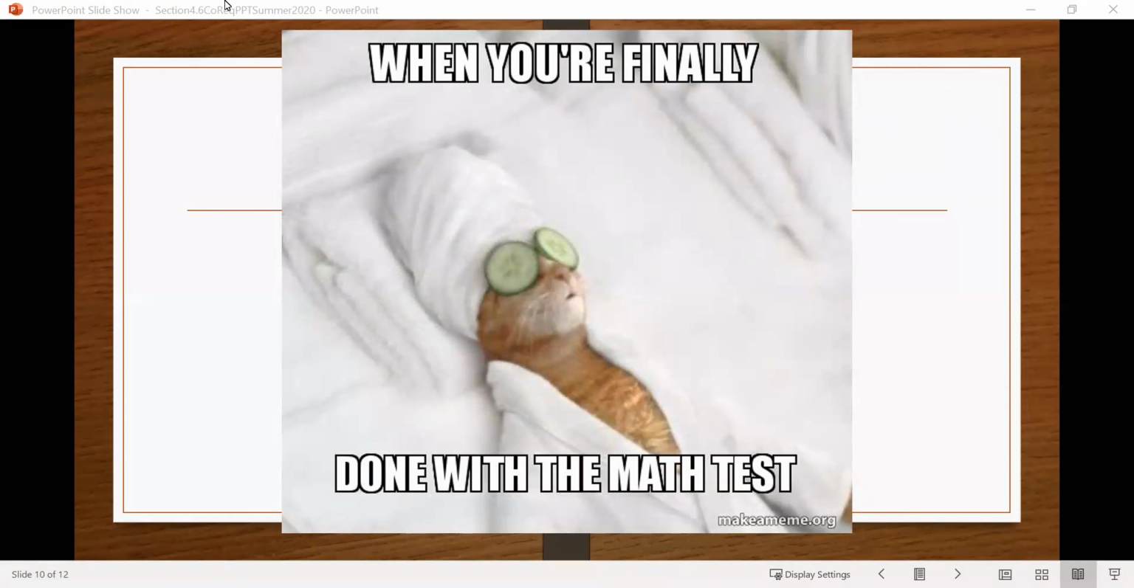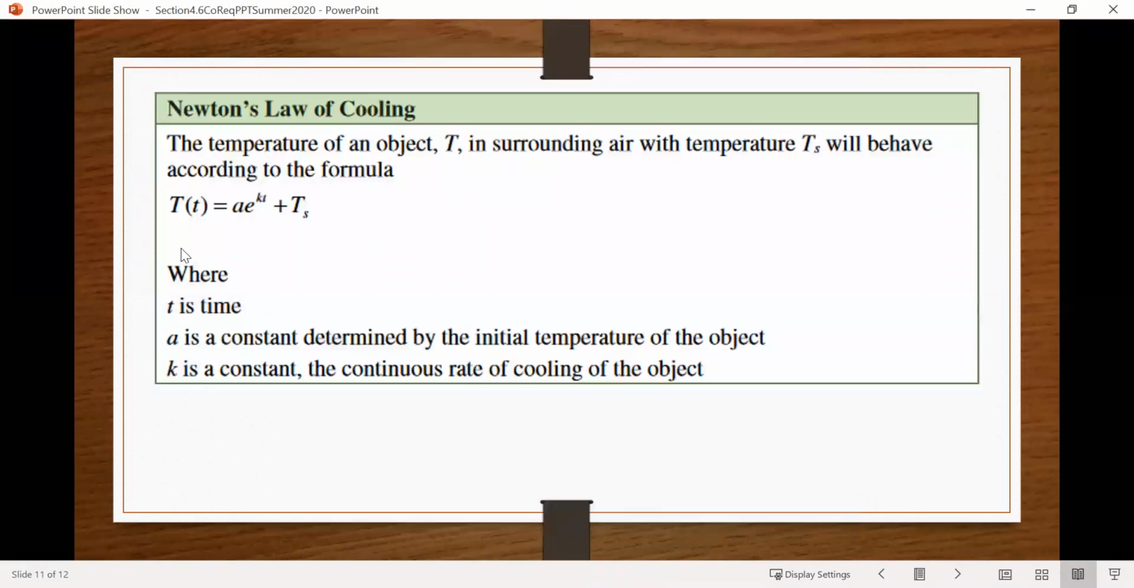Just one more type of example we'd like to go over here. Okay, so we're going to talk about Newton's law of cooling, which helps us to determine the temperature of an object cooling in a particular environment after a certain amount of time. So here's how it works. The temperature of an object T in surrounding air with temperature T sub S. So this T sub S here is the temperature of the surrounding air.